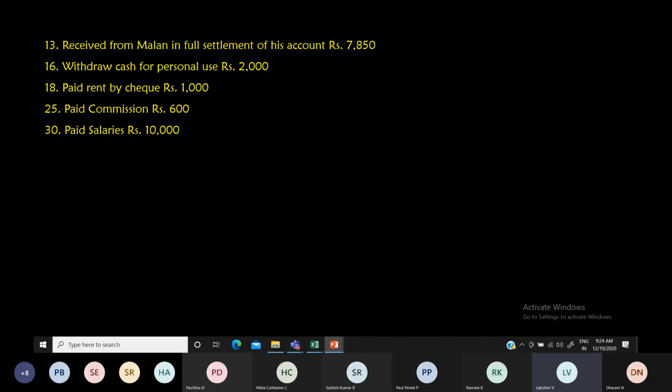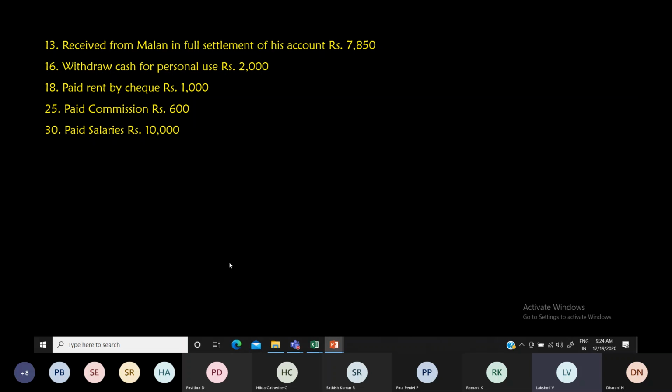But here they have given us paid rent by check. So you have to credit the bank account instead of cash. The bank is going to pay the rent, so you credit the bank account here instead of the cash account. Usually, if they just say paid rent, it means you have paid the rent through cash. But whenever you come across the term check in your transaction, you have to credit the bank account instead of the cash account.